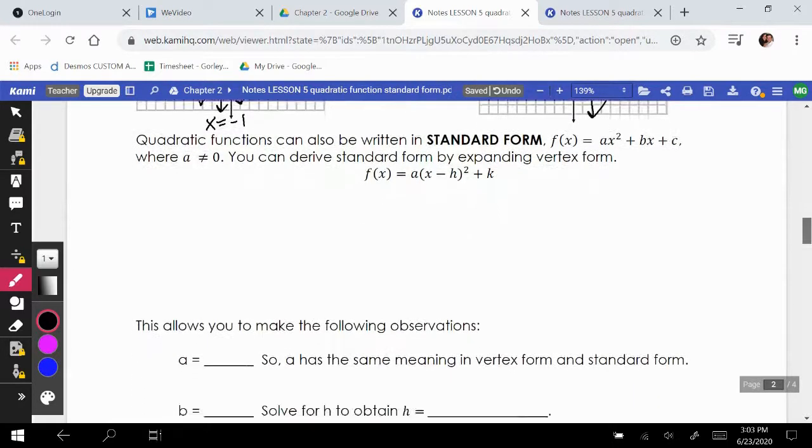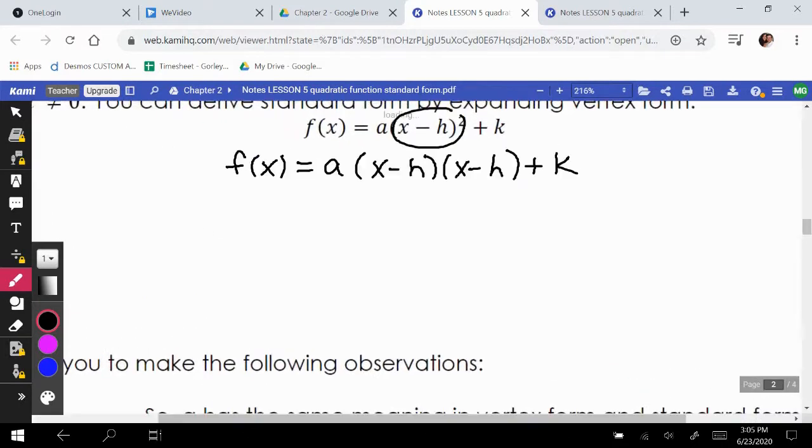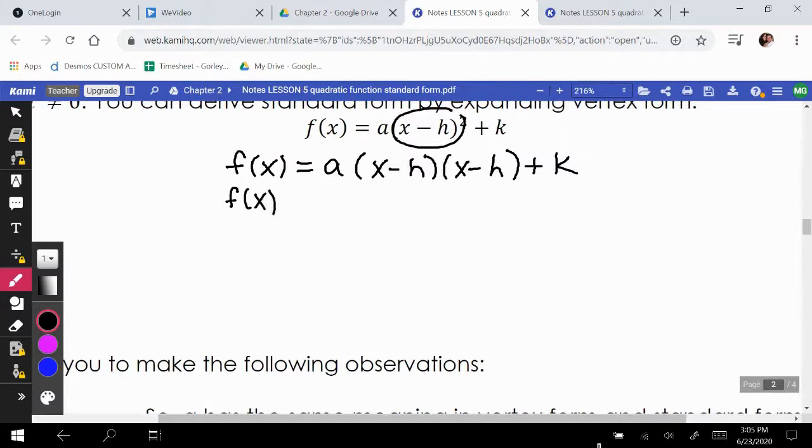All right, quadratic functions can also be written in standard form. So I'm going to show you how you can derive standard form just by expanding or multiplying out the vertex form. Because I see (x minus h) squared here, I'm going to write the (x minus h) twice, and I'm going to FOIL it out. Okay. For now, we'll leave a alone. So this would become x squared minus hx plus h squared plus k.